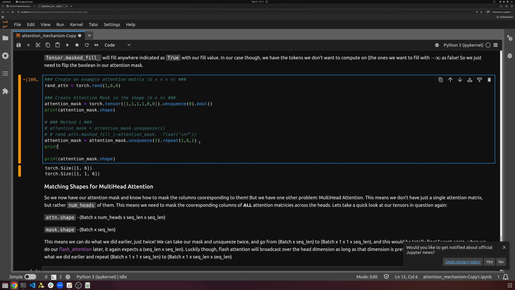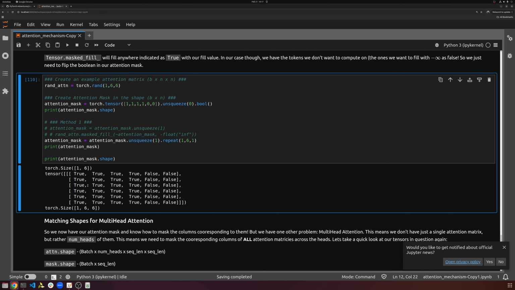Right? So now if we print out attention mask, it'll look exactly like what you think. It's exactly the same true, true, true, true, false, false tensor, just repeated 6 times. So now this is a 6 by 6 matrix that can be directly placed on top of our attention matrix and perform the masking and whatnot.